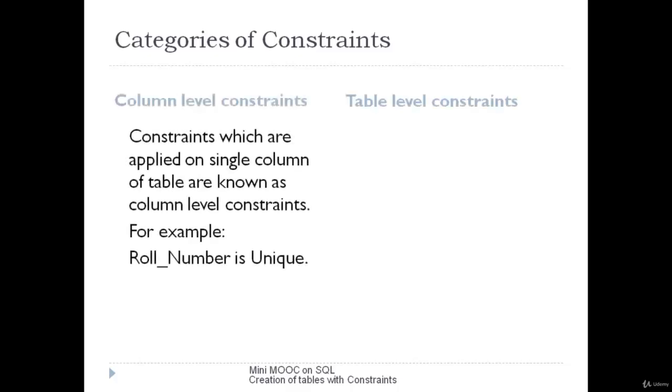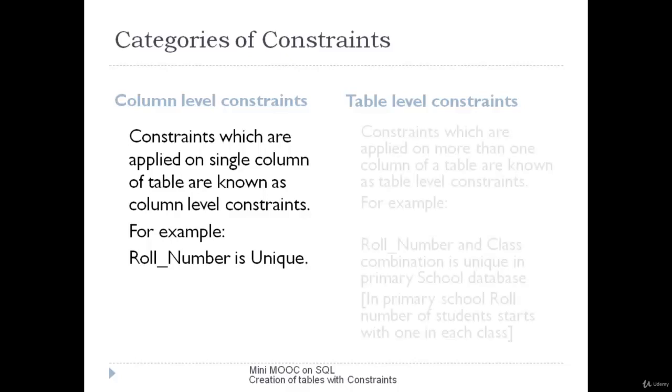The restrictions or rules to ensure that only correct data is stored in the database are known as integrity rules or constraints. There are two categories of constraints, and these are column level and table level. If a constraint is applied on a single column of a table, for example, roll number is unique, then it is a column level constraint.